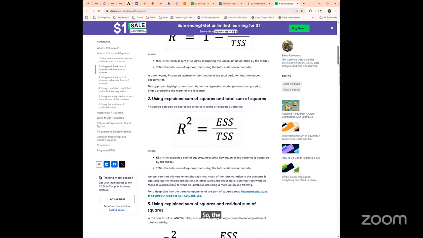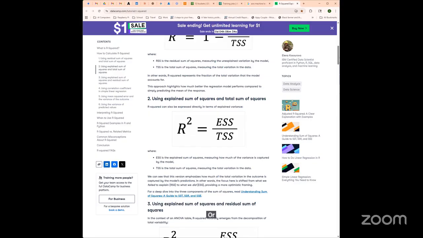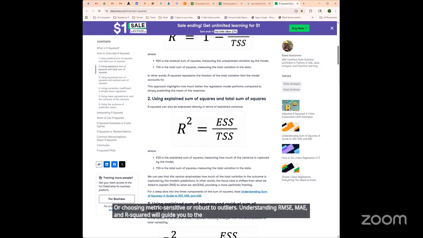The free tier includes 250 hours per month of ml.t3.medium instances for the first 2 months. It's sufficient for learning and experimentation. Once you move to production, this is going to start to cost. Okay, for the exam. When questions ask about evaluating numerical predictions, comparing regression model performance, or choosing metrics sensitive or robust to outliers, understanding RMSE, MAE, and R squared will guide you to the correct answer.